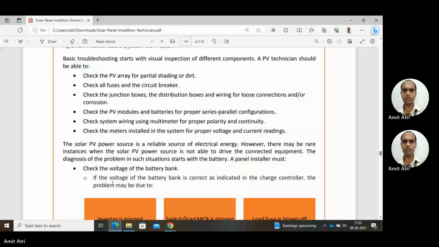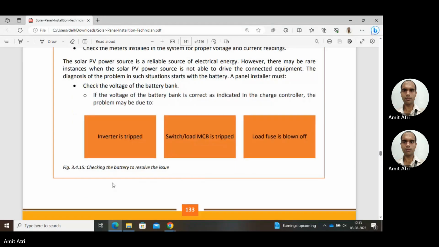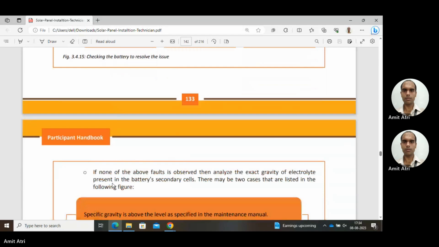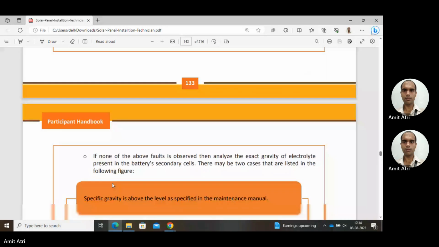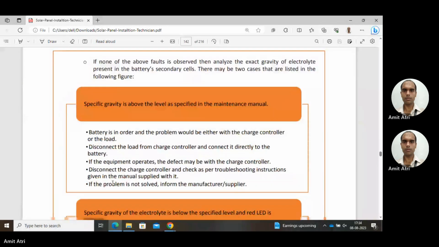So what could be the reason for the fault? The reason could be either the inverter is tripped, or the switch or the load MCB is tripped, or the load fuse is blown off. So these are the common causes. Then we should check for these things, for the inverter, for the load MCB, for the load fuse.